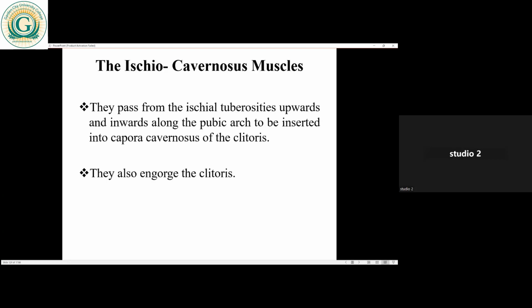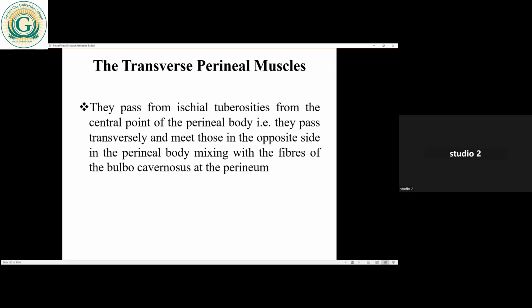They pass from the ischial tuberosities upwards and inwards along the pubic arch to be inserted into the crus cavernosus of the clitoris. So they are also involved. Ischiocavernosus muscles are found around the clitoris, and they can also get engorged. And then we have transverse perineal muscles. Don't forget, we are talking of muscles found in the pelvis. And we are on superficial muscles.